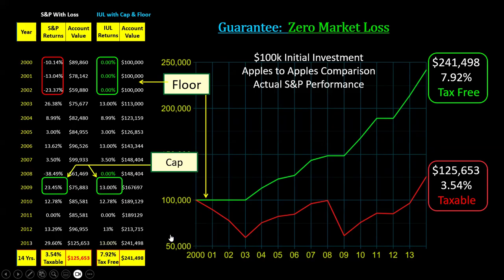Now let's look at the other side. What's the cap? We're capped out at 13%. That's the most we can make in this example in any given year. Well, look at that. 2009, the S&P is up 23.5%. That sucks, right? I give up 10 percentage points. But what you need to realize is most of the robust gains in the marketplace are on the backside of a down year or down years.